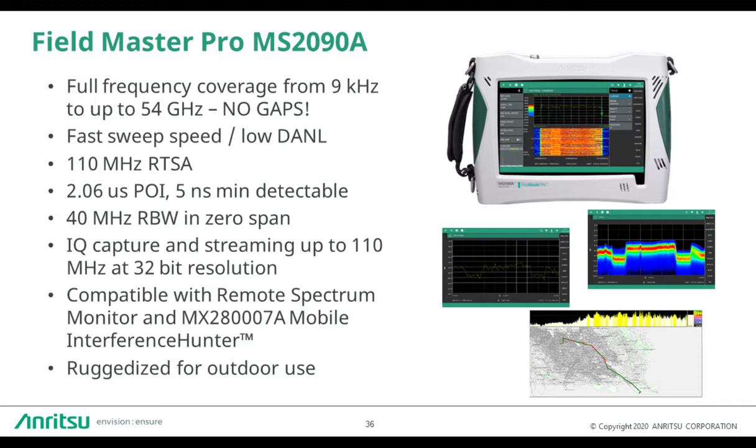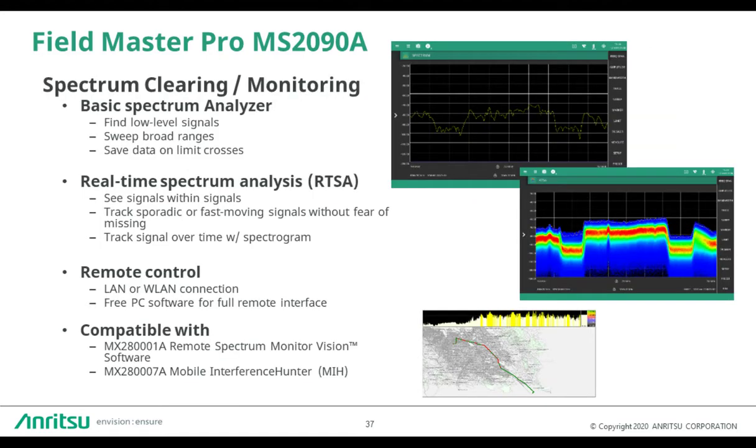It's compatible with our remote spectrum monitor and our mobile interference hunter tools. And these are software tools that allow you to take that data, post-process it, and give you more information on your signals. And it's ruggedized for outdoor use. I mentioned spectrum clearing, so you can use your basic spectrum analysis tools. The real-time will help you see signals as they're moving, track signals over time, see anything that's sporadic.